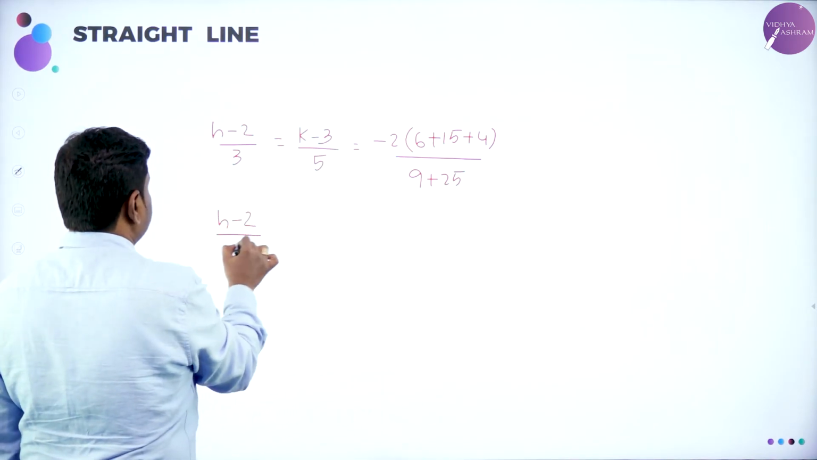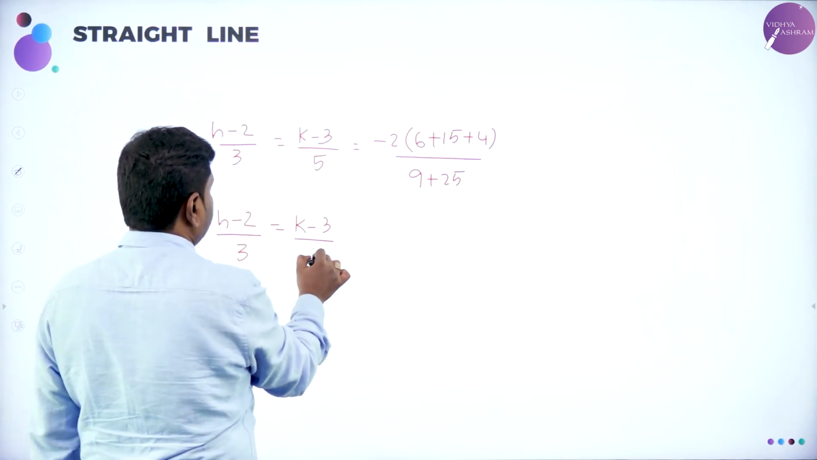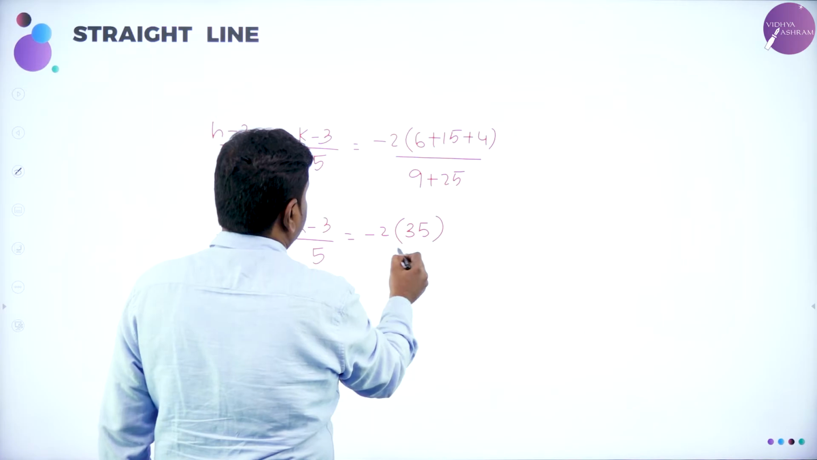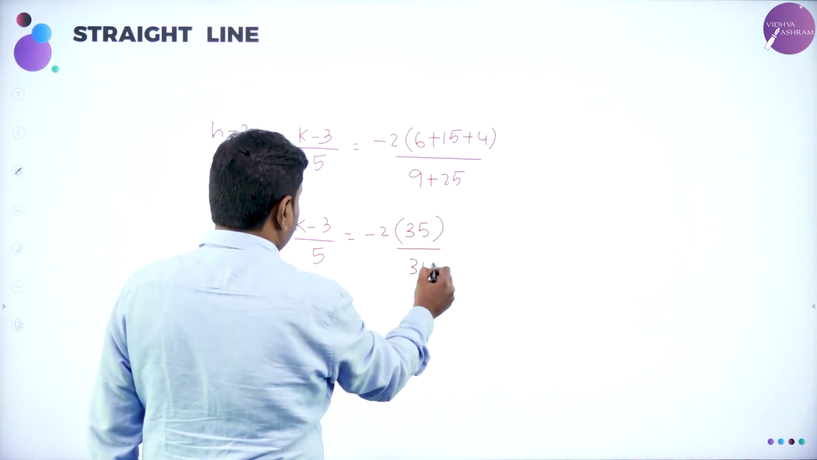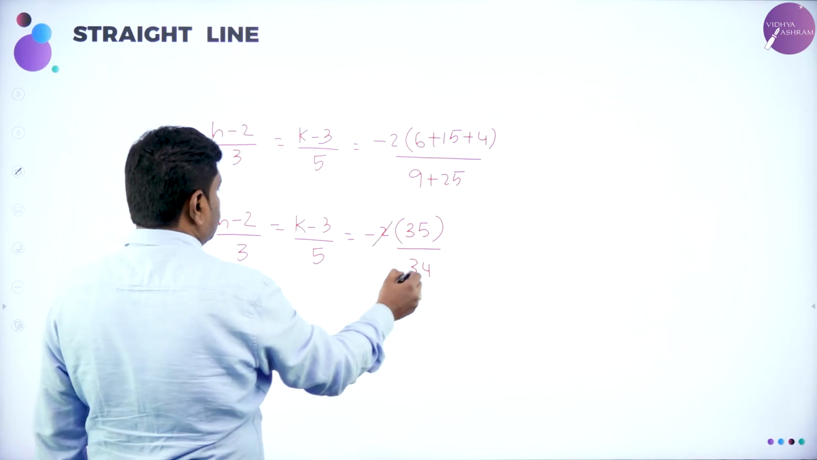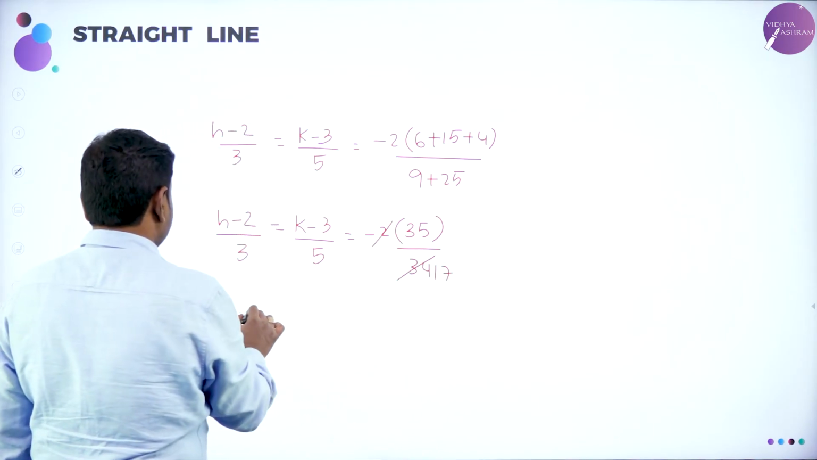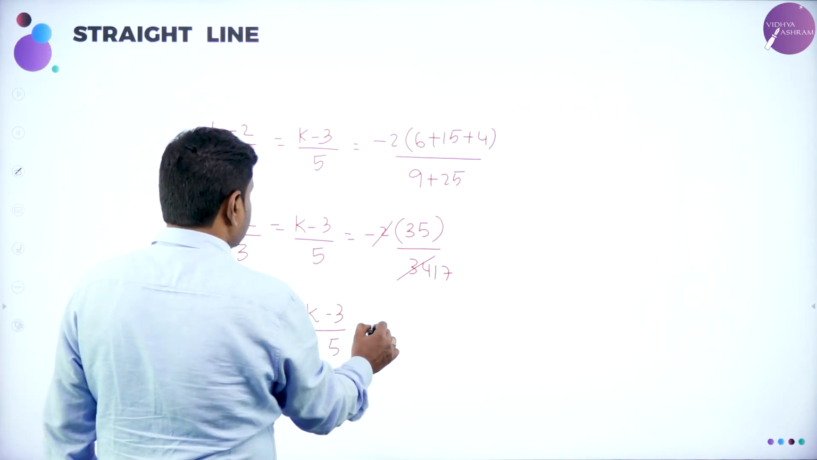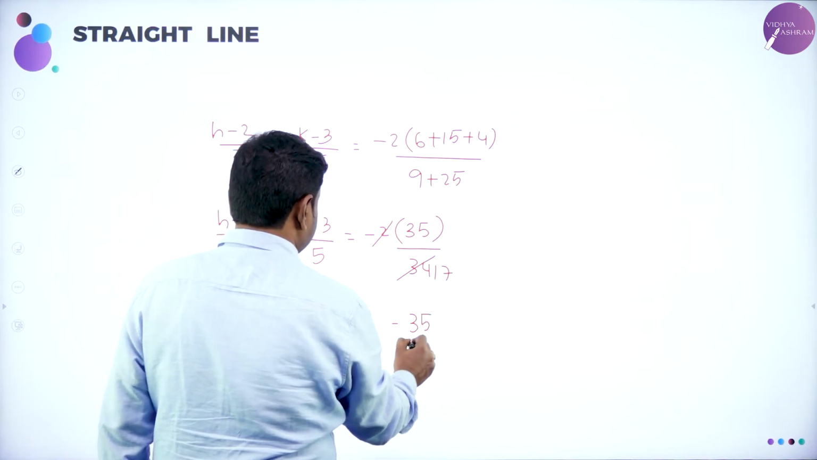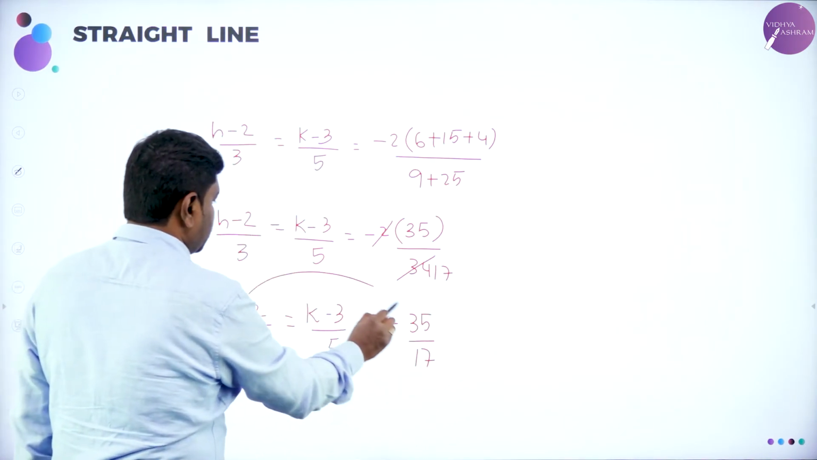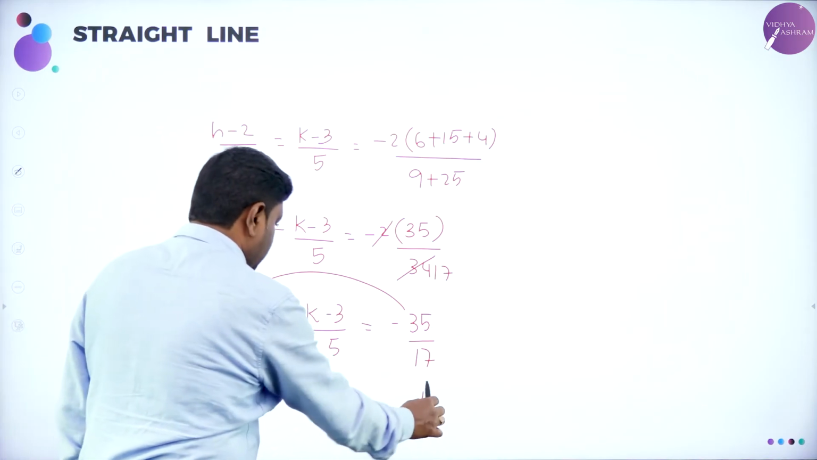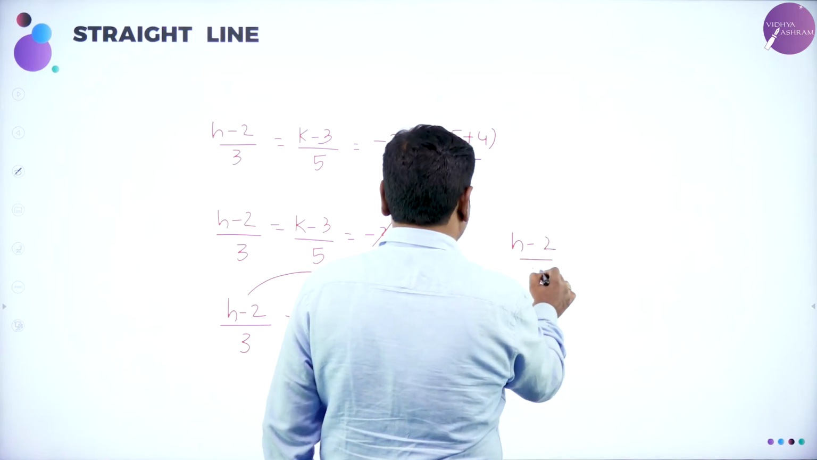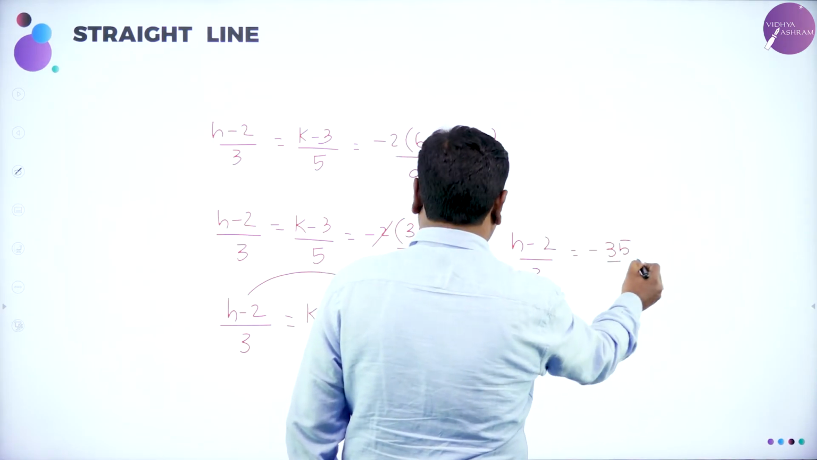(h minus 2)/3 is equal to (k minus 3)/5 is equal to minus 2 into, it will be 1035 divided by 34. 2 1s are 2, 17s are. So (h minus 2)/3 is equal to (k minus 3)/5 is equal to minus 35 by 17. Now equate first and last term to get h, equate second and last term to get k. So equate this: (h minus 2)/3 is equal to minus 35 by 17.